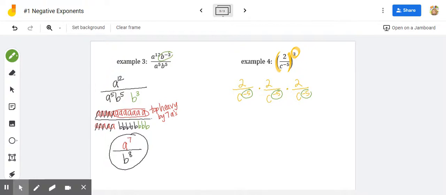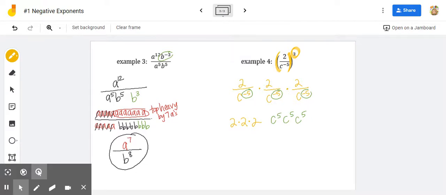Since I'm already in the bottom of my fraction, to make these now a positive exponent, we got to kick them to the top. So now all we have is 2 times 2 times 2, and then we have 3 c's that have the power of 5. So guys, literally do the math here. 2 times 2 is 4. 4 times 2 is 8, leaving our expression.